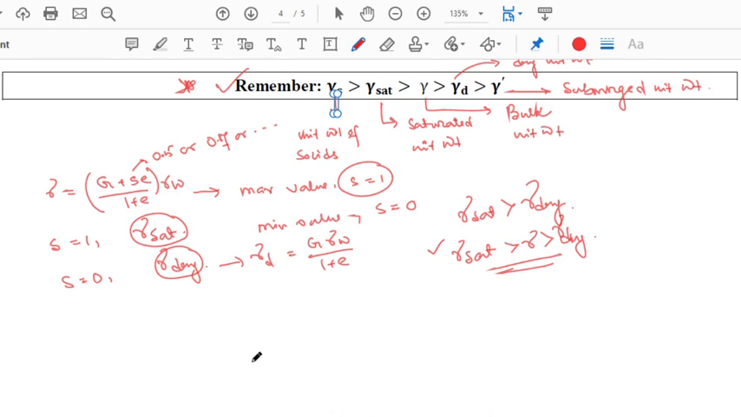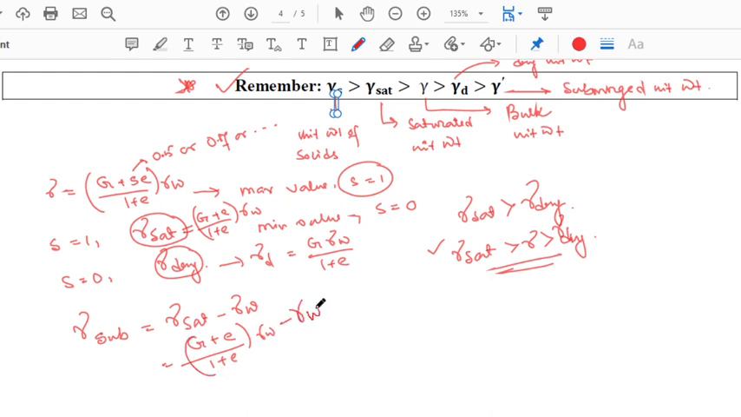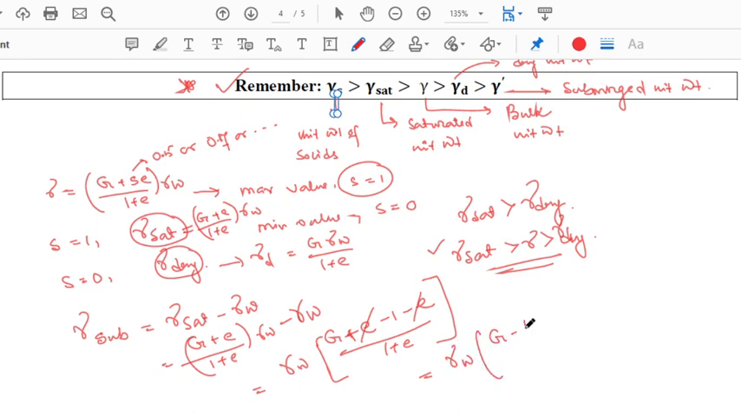Now what is gamma sub? We know that gamma sub, or submerged unit weight, is equal to saturated unit weight minus gamma of water. And saturated we can write from this equation: when S becomes equal to 1, the equation comes out as (G plus e) by (1 plus e) into gamma W, minus gamma W. If I take gamma W as common, it comes out to be G plus e minus 1 minus e by 1 plus e. So plus e minus e gets cancelled. It comes out to be gamma W into (G minus 1) by (1 plus e). So out of all the equations, this is the smallest one, so this will come in the last.